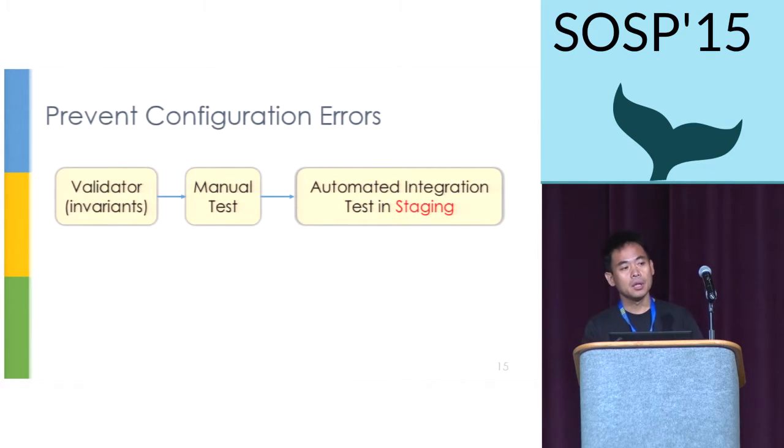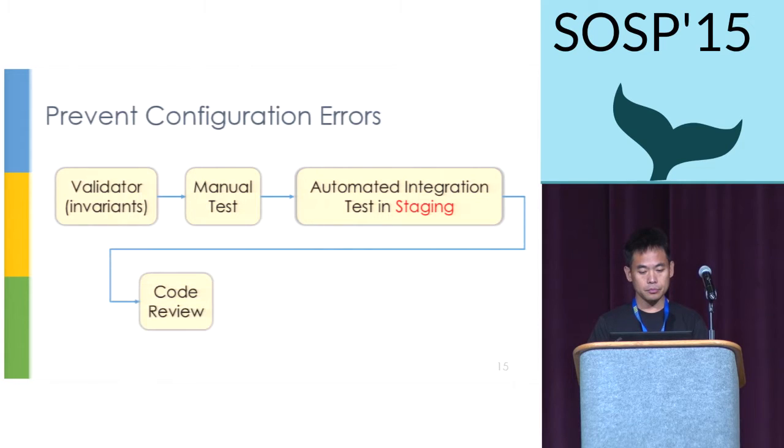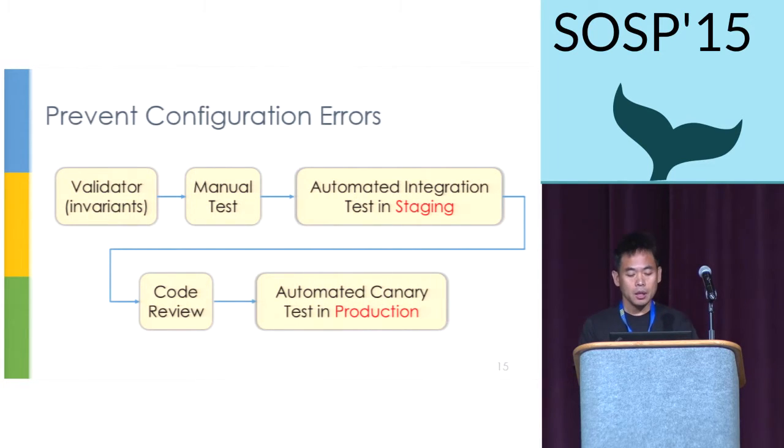For example, if a configuration change affects the front-end PHP code, the tool may run thousands of fully automated end-to-end tests to make sure that the functionality of the site is not broken. We do code review for both the configuration program as well as the generated configuration files. Finally, we run fully automated canary tests in production.